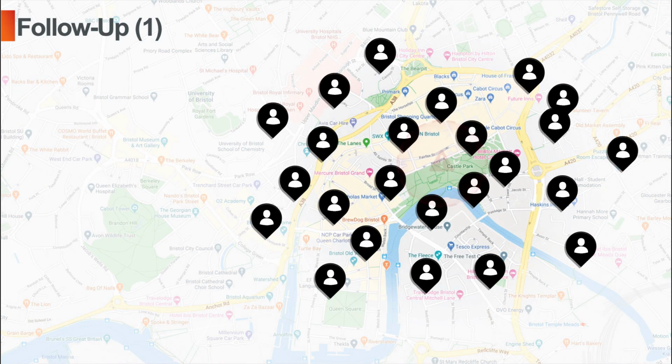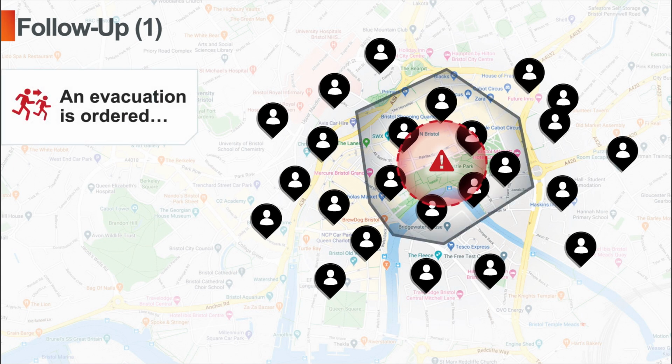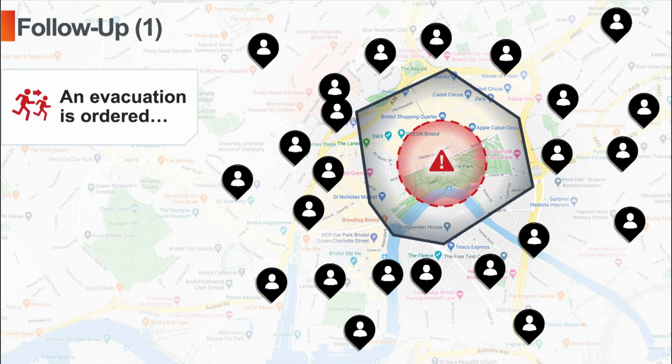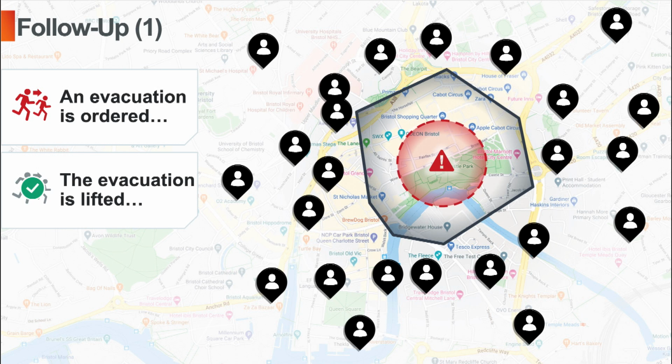I'd like you to consider a second scenario. In this case, I'd like you to put yourselves in the shoes of an emergency manager. An incident happens and you need to declare an evacuation. Okay? So you go onto your map, draw a polygon, and lo and behold, everybody gets the appropriate notification and they evacuate the area. Good. Now what? Well, let's say that the incident is resolved and then the evacuation is lifted. What do you do now?